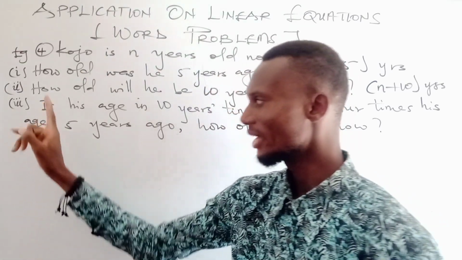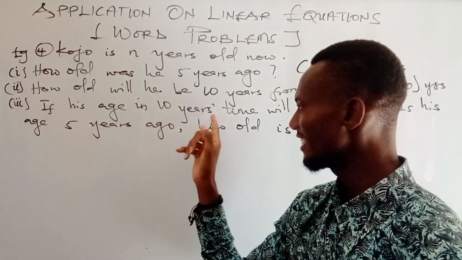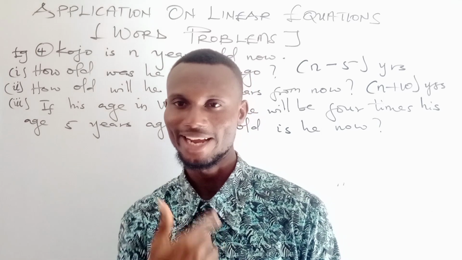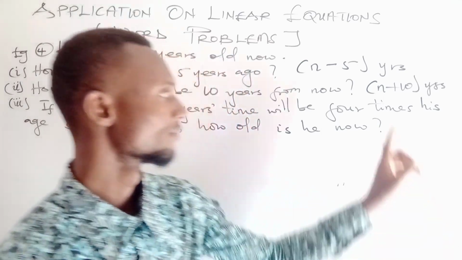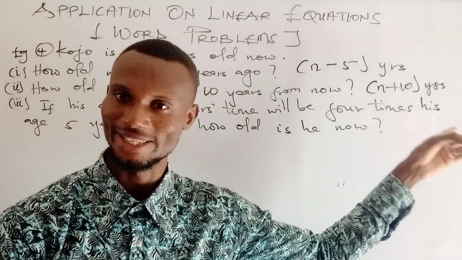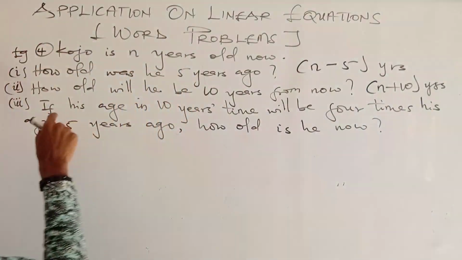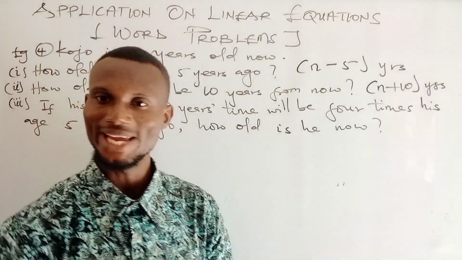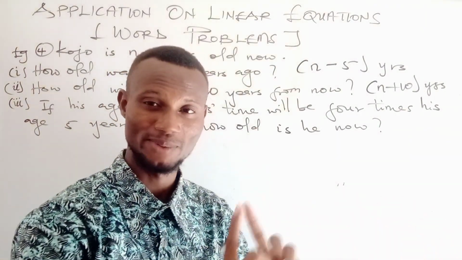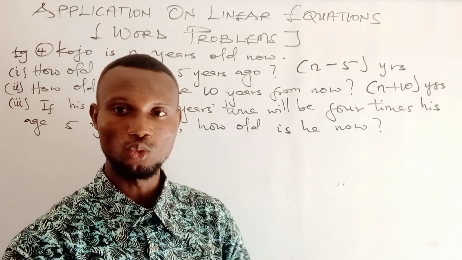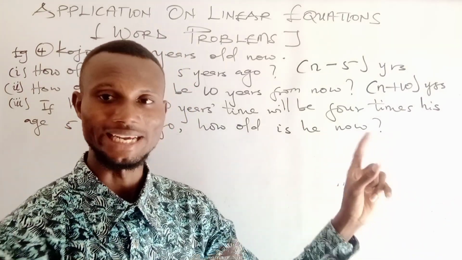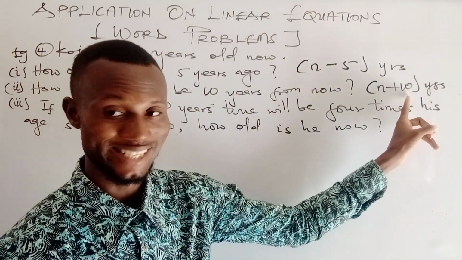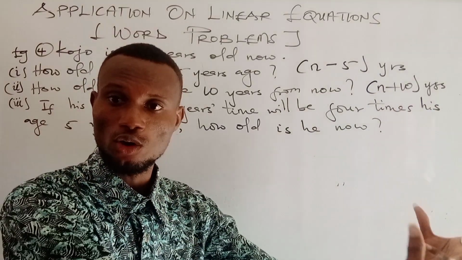It says that if his age in 10 years time, now take note, they are referring to what? His age in 10 years time. What is his age in 10 years time? The n plus 10 years. That's his age in 10 years time. So if his age in 10 years time, talking about this n plus 10, will be, in mathematics, means equal to. I've explained this to you in the previous videos.